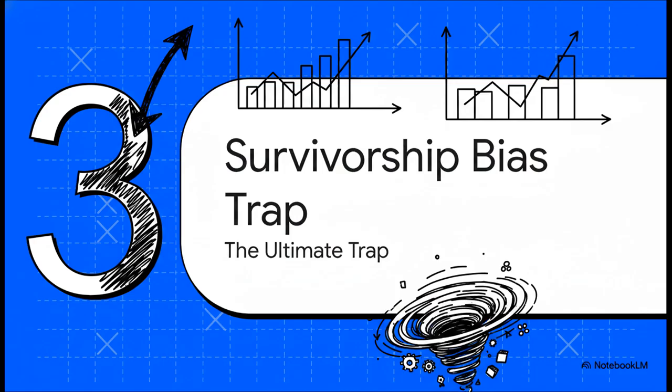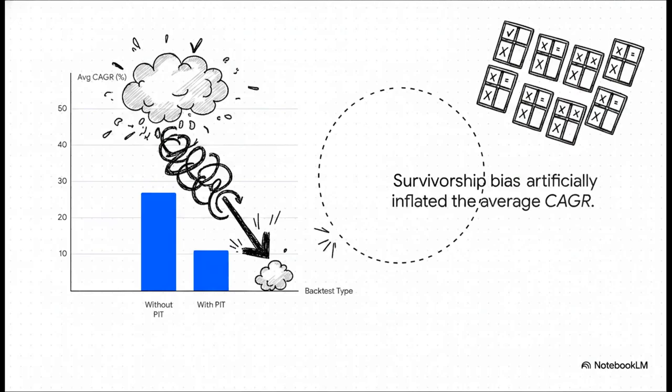Now, Section 3, the survivorship trap. Let's see what happens when we put this to the test. Okay, what's genuinely shocking here is the sheer scale of the illusion. The developer ran this breakout strategy across 11 overlapping 10-year windows on the S&P 500. Without accounting for any bias, the strategy produced a massive average compound annual growth rate, or CAGR, of roughly 27%. It looked like it beat the market every single time.